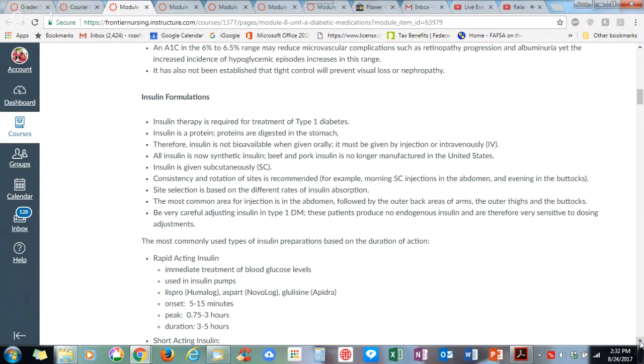Insulin is given sub-Q. Consistency and rotation of sites is recommended. For example, morning sub-Q injections in the abdomen, evening in the buttocks. Site selection is based on the different rates of insulin absorption. The most common area for injection is the abdomen, followed by outer back of arms, outer thighs, and the buttocks. Be very careful adjusting insulin in type 1 diabetes. These patients produce no endogenous insulin and are therefore very sensitive to dosing adjustments.